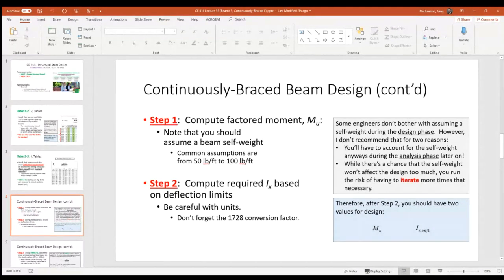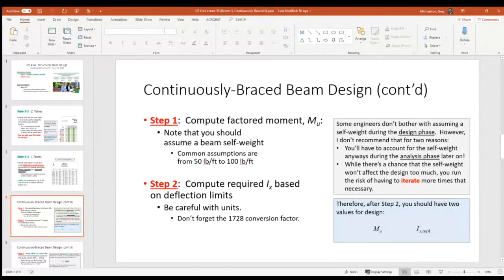Now, this box over here on the right, I kind of want to talk about this a little bit. Some engineers don't even bother with making an assumption of the self-weight. And the reason why is because they don't bother with it during the design phase, the design phase being the initial part of the problem where you're figuring out what beam you need to use. The reason why they don't do that is because they do have to account for it in the analysis phase, so they figure it's extra work.